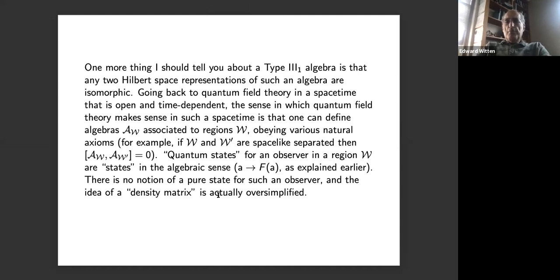I guess there's one more thing I'll tell you about a type III_1 algebra: any two Hilbert space representations of such an algebra are isomorphic. That wasn't true, for example, for type II_1, but it is true in type III_1. Going back to quantum field theory in a spacetime that's open and time-dependent, the sense in which quantum field theory makes sense in such a spacetime is that you can define algebras, A_W, associated to such regions, obeying various natural axioms. For example, for space-like separated regions, the algebras commute. And quantum states in such a region are at least roughly states in the algebraic sense.